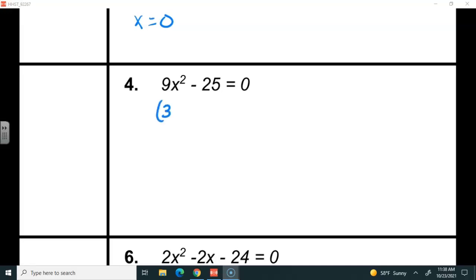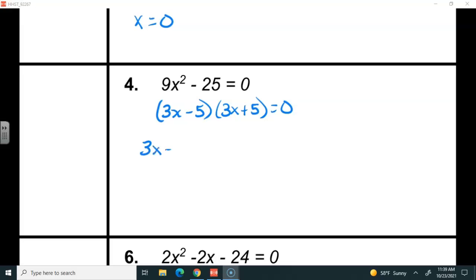This also is a difference of squares. So we have 3x minus 5, 3x plus 5. And here's where you need to be careful if you're not showing your work, because a lot of times here you will come out and you'll say x equals 5 and negative 5, and you forget about this 3. So just be careful there.